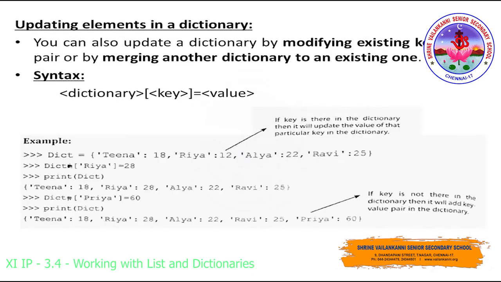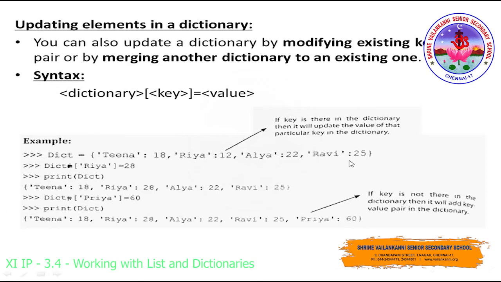And now updating elements. So updating is also known as modifying the existing key value pair, or you can even merge two dictionaries together. Got it? So updating means you can modify the existing key value pairs, or you can merge another dictionary to an existing one. So here also you will follow the same syntax. The only difference is that by using the key you will update or modify the value which is already present inside it. So by seeing an example you will understand.